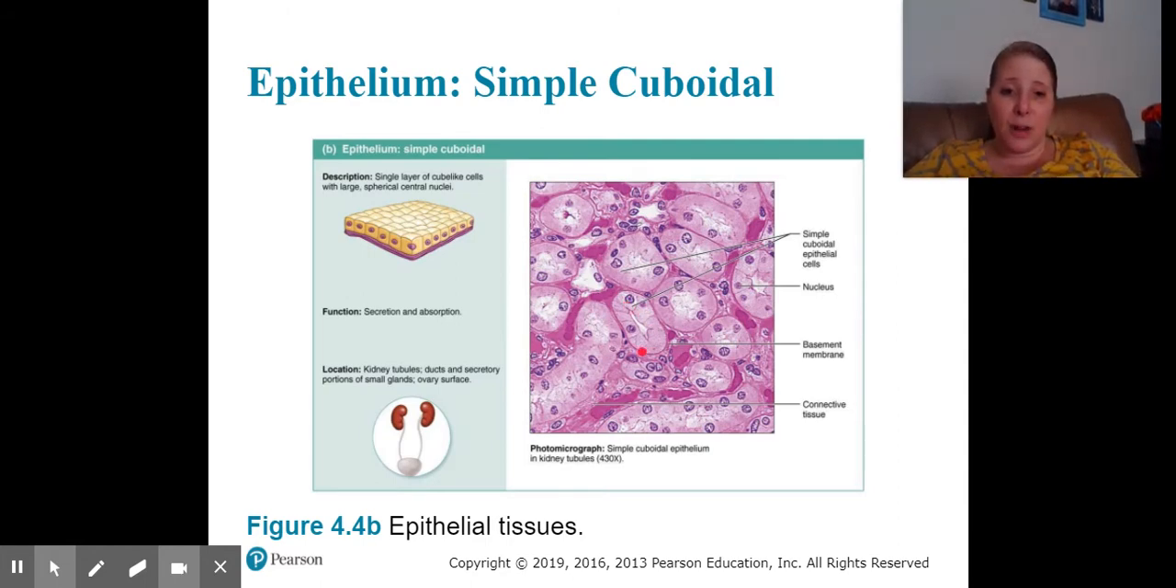Now, like these, you don't see the nuclei, and that's just because they're pushed to the back where you can't see them in this picture. So these, again, are going to be around glands or ducts. So this is going to be opening. Whatever they excrete is going to go out and then be released.